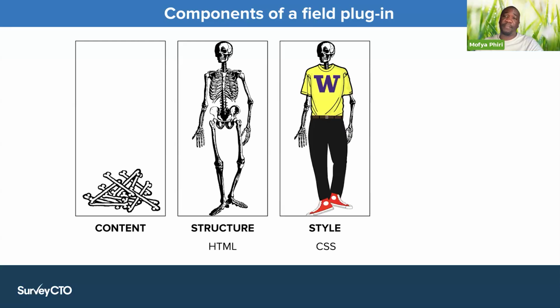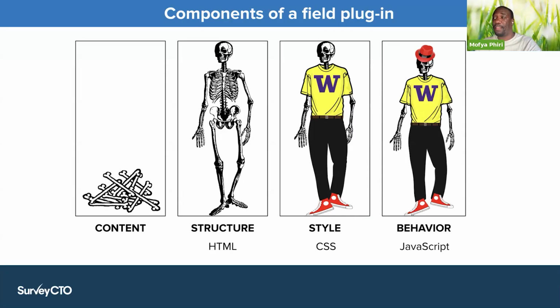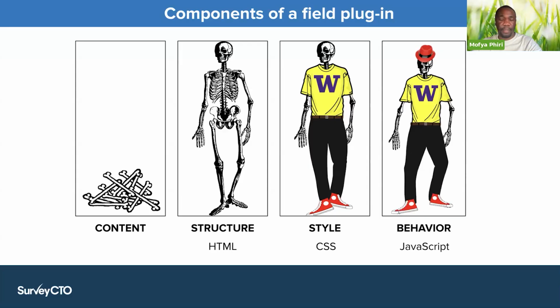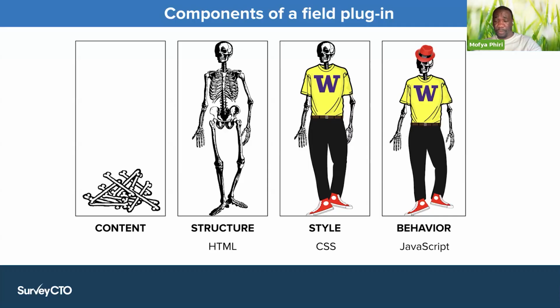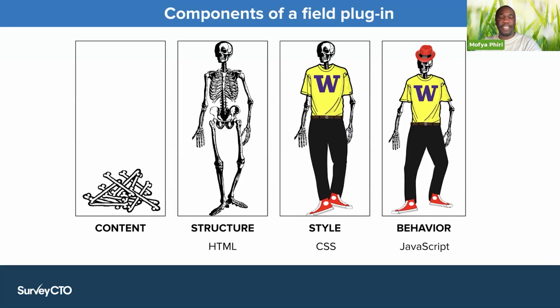And then you've got your styling, which is the CSS, controlling the colors, the sizes, and the layouts. And finally, we have the behavior. That's your JavaScript. That determines what happens when you click a button or when you type something into that particular field. And so you can see that you would put all of these together and you have a responsive plugin on your page.